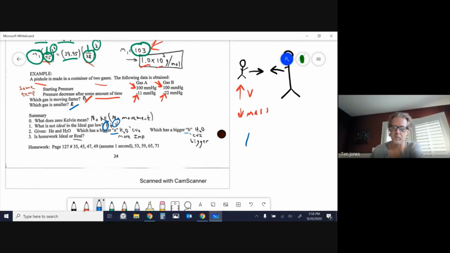Well, helium is darn close to a perfectly ideal gas because it's so small, it doesn't take up much space, and it doesn't have very many intermolecular forces. So it is more ideal. Water is less ideal because it's bigger and it has all three intermolecular forces. So water would have the higher A value, and it would also have the higher B value.